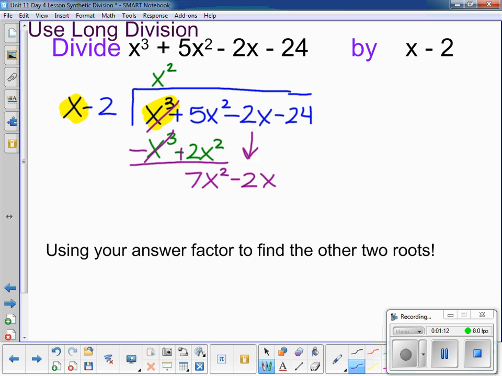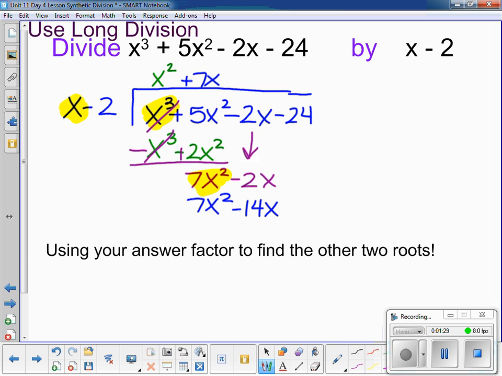And now we're going to ask ourselves the same thing. How do we get an x to become a 7x squared now? And we need a 7x. We write that up top. And then we multiply. x times 7x is 7x squared. Negative 2 times 7x is negative 14x.